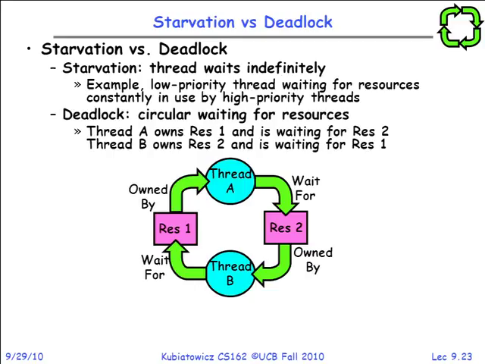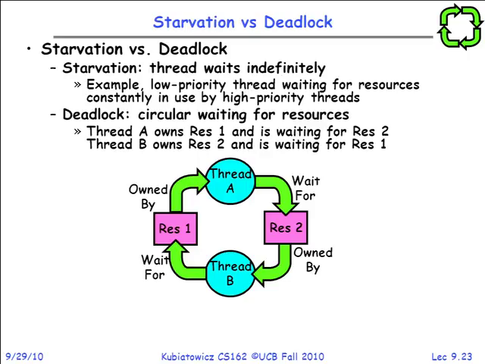Deadlock is a very specific type of starvation in which you have a circular waiting for resources. So if you look at this particular graph here, we have thread A waiting for resource 2. Resource 2 is owned by thread B. Thread B is waiting for resource 1, which is owned by thread A. And I'm assuming these resources are ones that have to be owned exclusively. And you can see that this particular scenario is never going to resolve itself, and we're deadlocked. Okay? Questions?